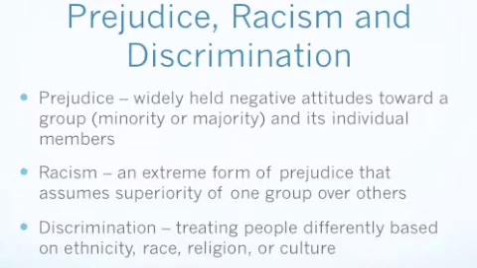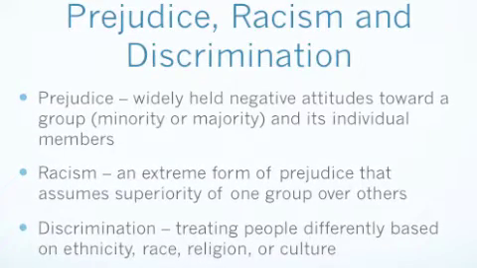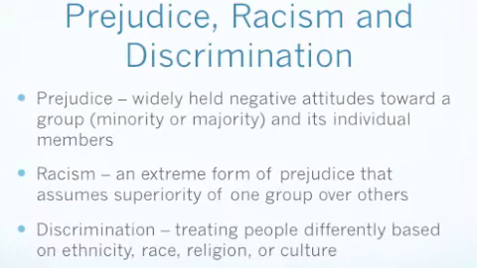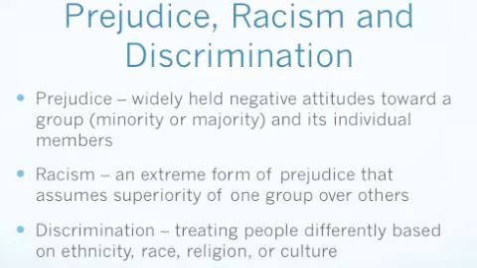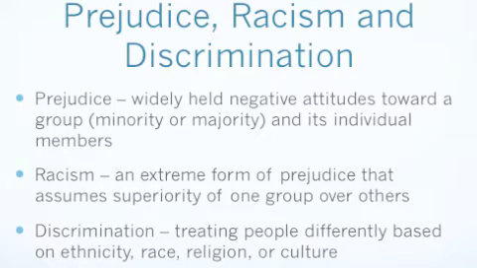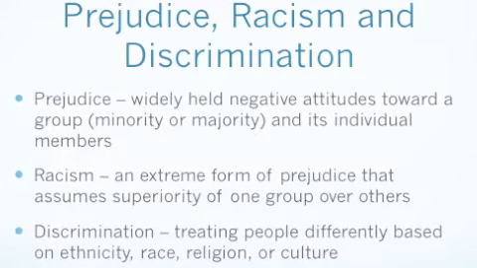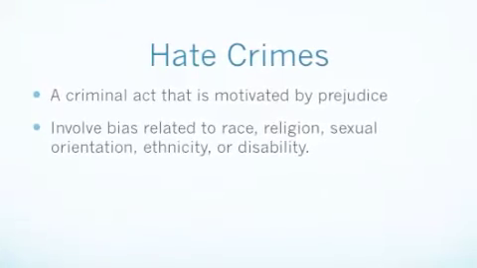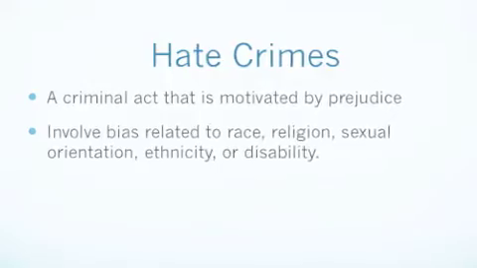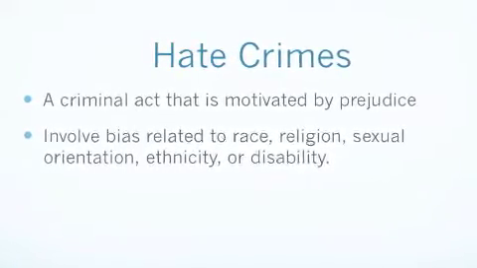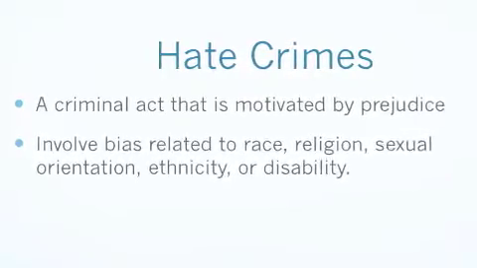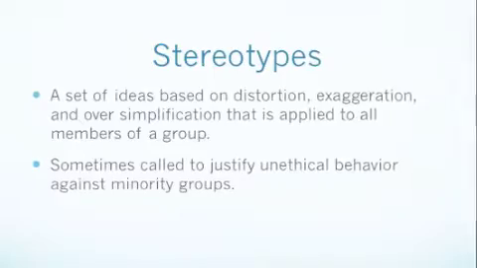Discrimination is treating people differently based on ethnicity, race, religion, or culture. Discrimination takes many forms, including avoiding social contact with members of a minority group, denying them positions that carry authority, and blocking their access to more exclusive neighborhoods. Hate crime is a criminal act that is motivated by prejudice. It involves bias related to race, religion, sexual orientation, ethnicity, or disability.